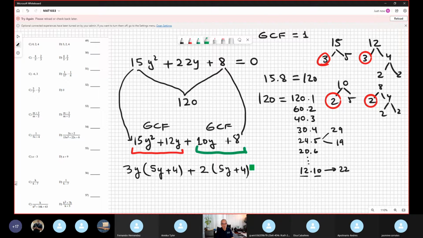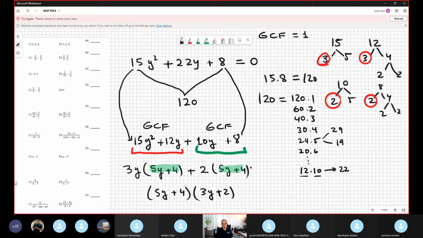Now I am happy, because this expression is exactly the same as this. That means I did well. Your factorization: 5y plus 4, and in the last parenthesis, 3y plus 2. Everyone follow me so far? Yes. This is a typical complicated example.